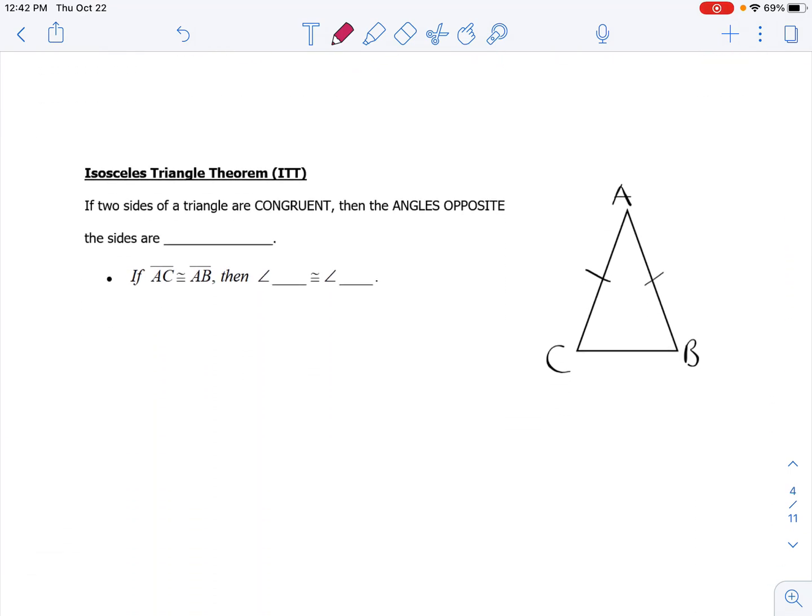So a reminder of the isosceles triangle theorem, which we abbreviate as ITT. That states that if two sides of a triangle are congruent, then the angles opposite those sides are also congruent. So if AC is congruent to AB, then which angles must be congruent? Think about it. Angle B and angle C.